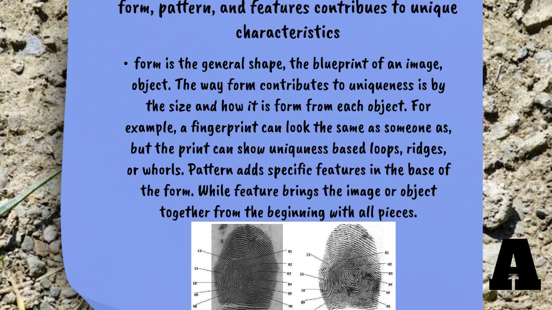So the way the form contributes to uniqueness is by the size. It's how the form is for each object. So for an example, when we look at someone's fingerprint, we're looking at every aspect of the fingerprint.